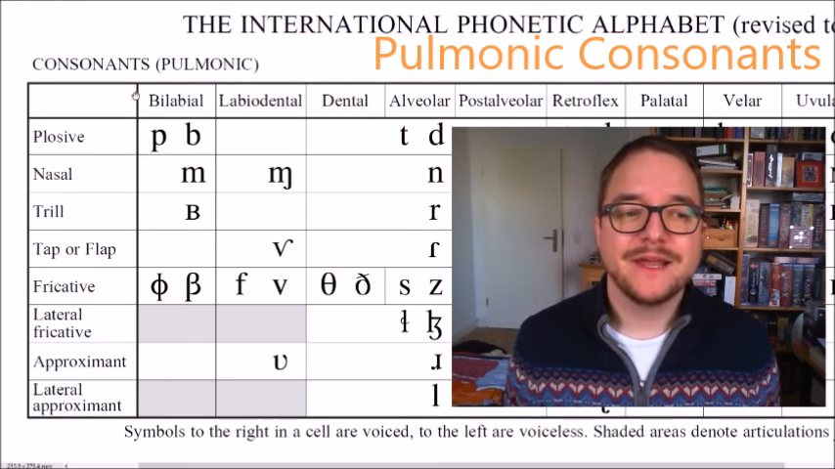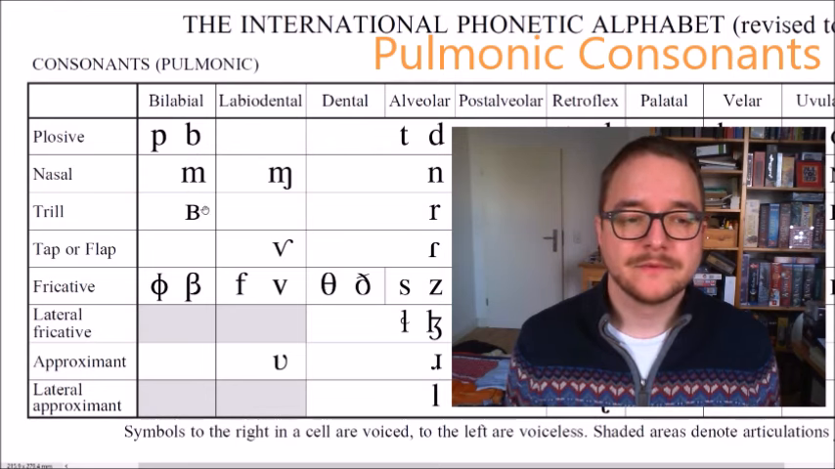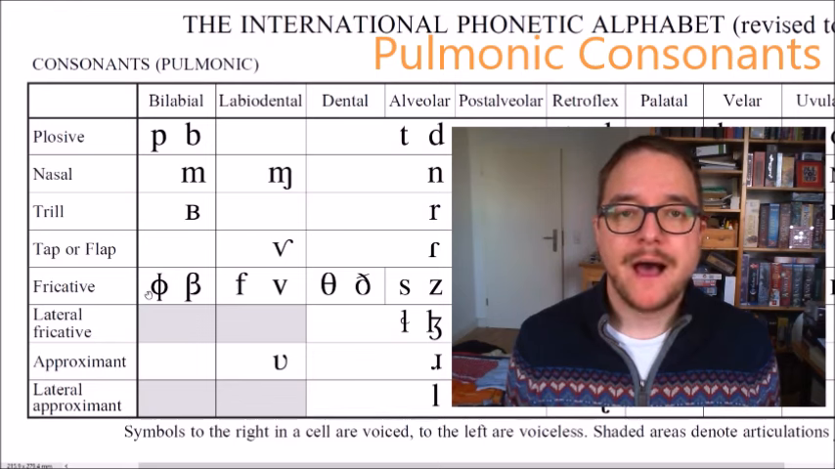Let's start with the bilabial consonants. Ba, aba. Ma, ama. Fa, afa. Va, ava.